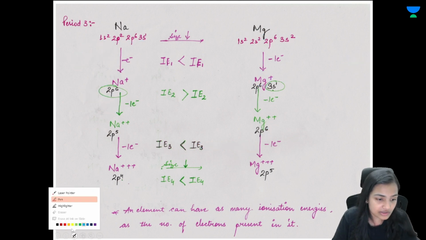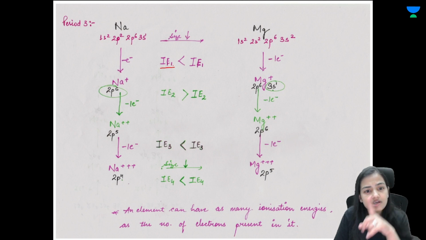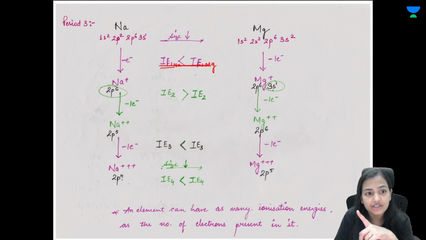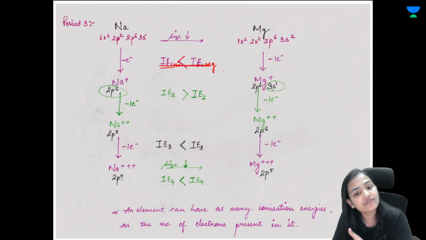Yes, okay. So now let's have a look at what happens in the case of the first ionization energy for sodium and the first ionization energy for magnesium. Here you are removing the last electron, which is very easy to remove compared to that of magnesium. If you compare, sodium is larger in size than magnesium, so of course its ionization energy is going to be less than that of magnesium.